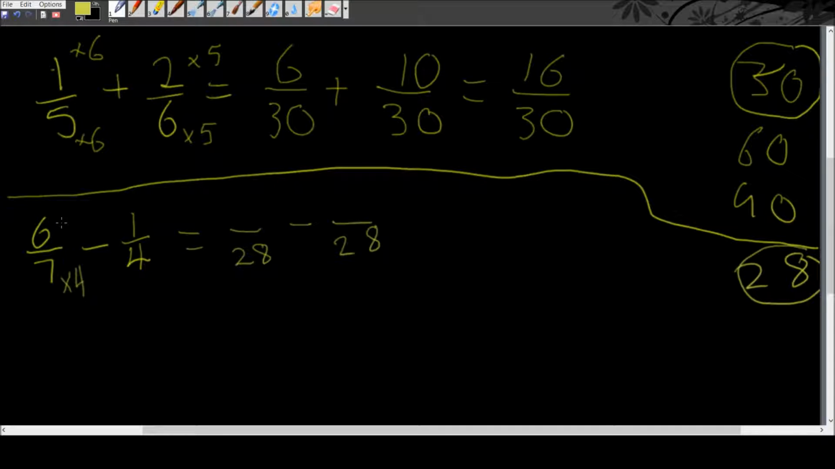Okay. And what we do to the bottom, we need to do to the top in order to keep the fraction equivalent. Lovely. So we do 6 times 4, which is going to give us 24. And obviously we've got 7 times 4, which gives us the 28.